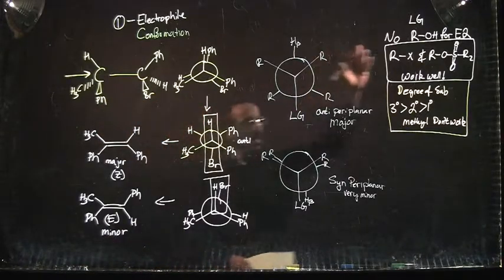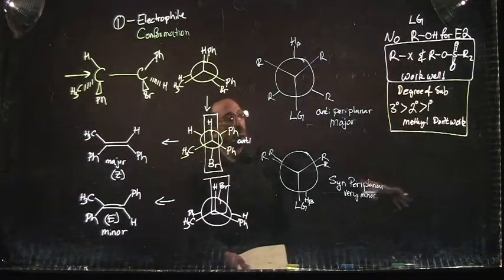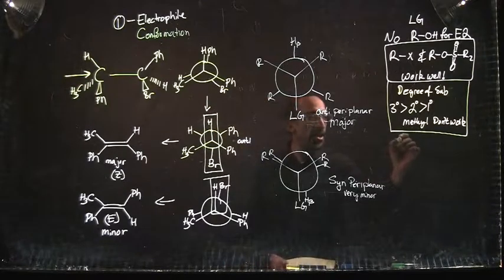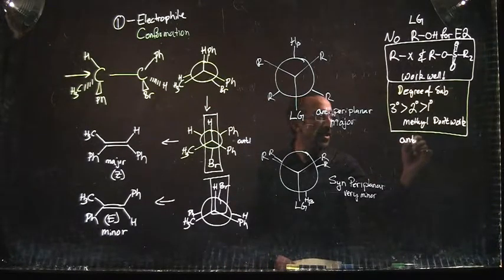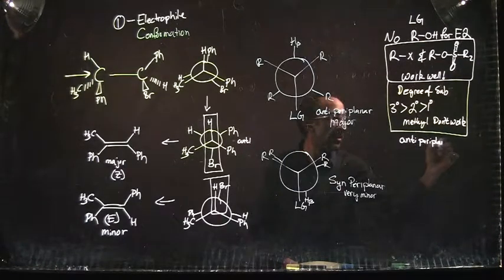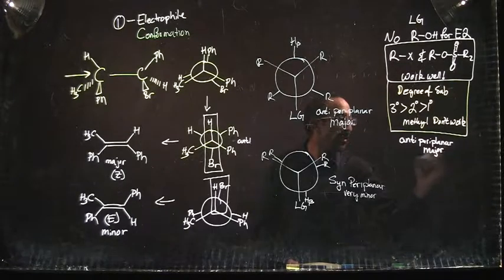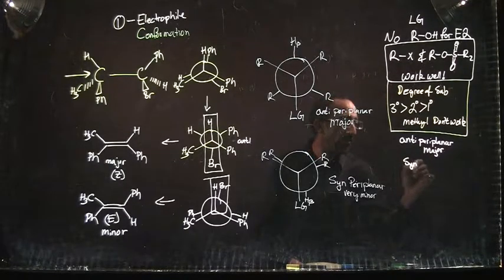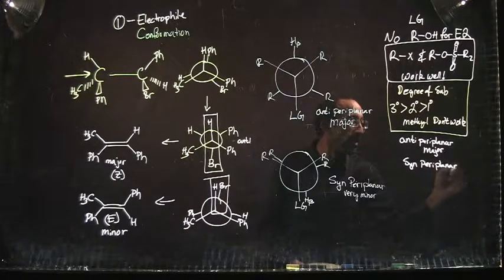So, adding to our list of rules and things we need to consider, we now know that anti-periplanar gives us our major product, and syn-periplanar gives us our minor product.